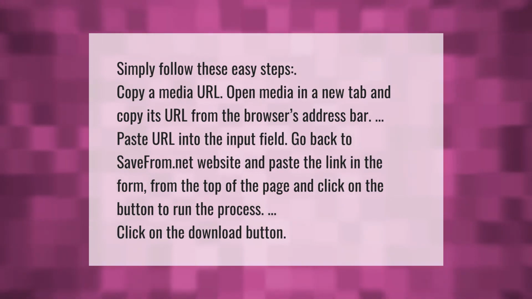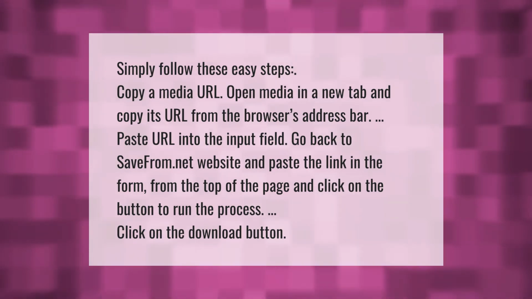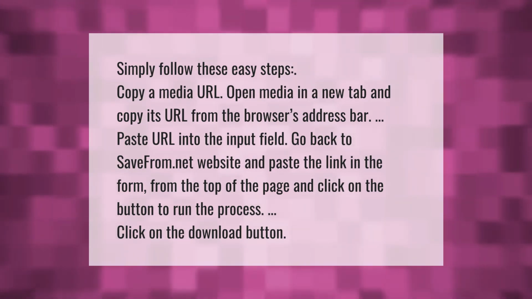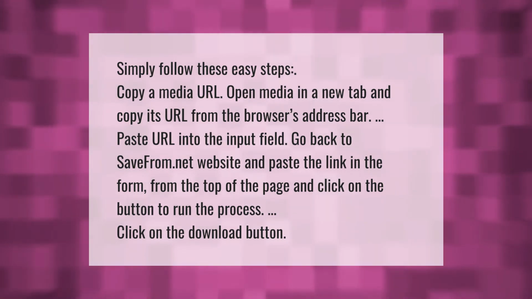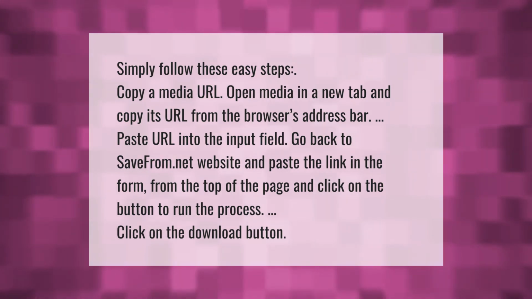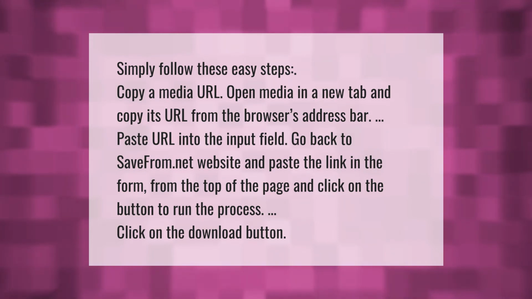Simply follow these easy steps. Copy a media URL. Open media in a new tab and copy its URL from the browser's address bar. Paste URL into the input field. Go back to savefrom.net website and paste the link in the form from the top of the page and click on the button to run the process. Click on the download button.